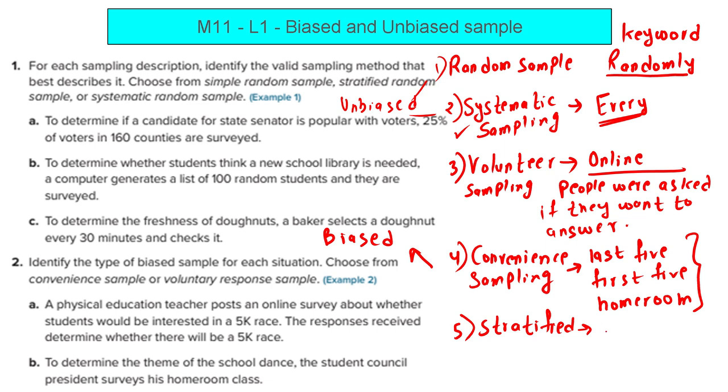Stratified means choosing from a group. There is no keyword for it. You will have to just read and try to understand.